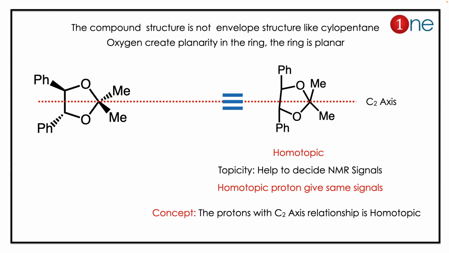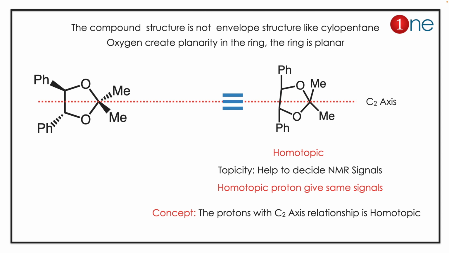Here the common mistake is everybody thinks cyclopentane means envelope structure. It is not an envelope. It is just a normal structure because of the heteroatom oxygen. The oxygen creates the planarity. Hence it has symmetry, which is a C2 axis. So the C2 axis is present, so the two methyl groups are related by a C2, 180 degree rotation.